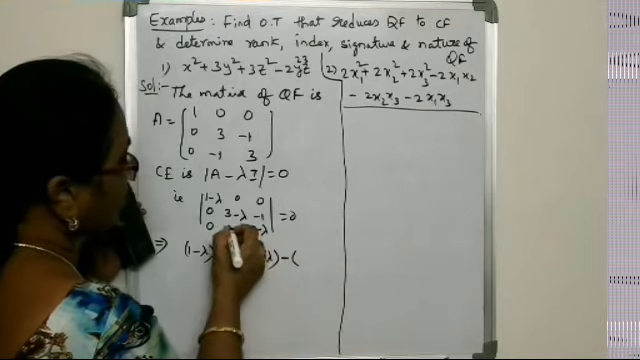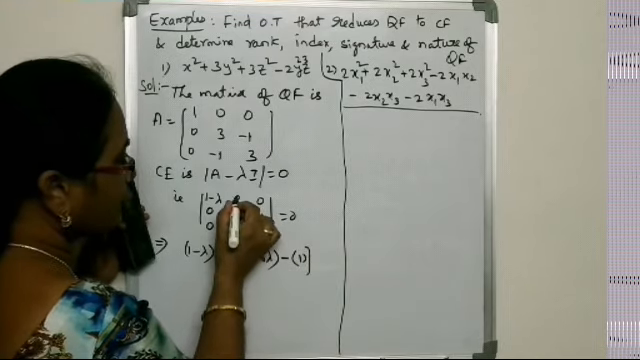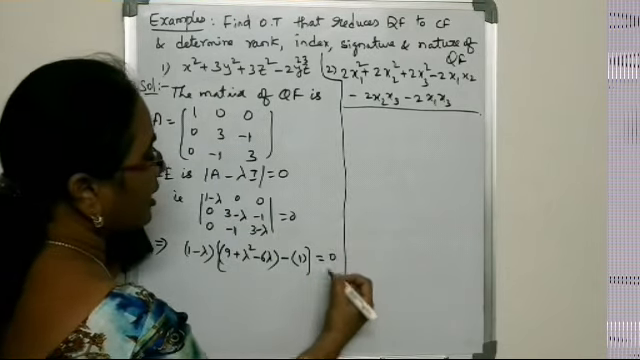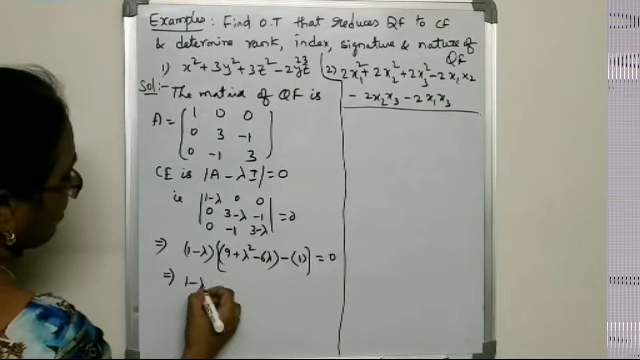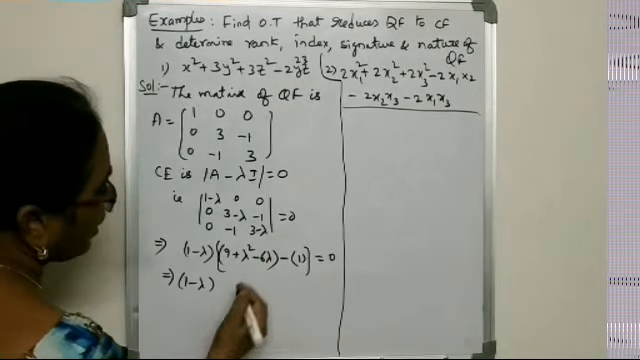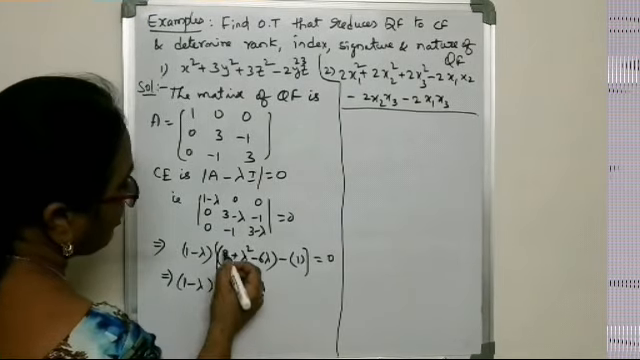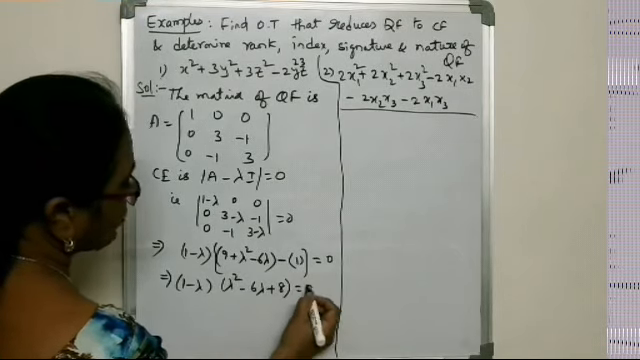Minus, we have minus 1 into minus 1, which gives plus 1. And the remaining two elements of the first row are 0, so there are no other elements in the expansion. So we get equal to 0 on the right side. And this is 1 minus lambda times lambda square minus 6 lambda plus 9 minus 1, that is plus 8, equal to 0.